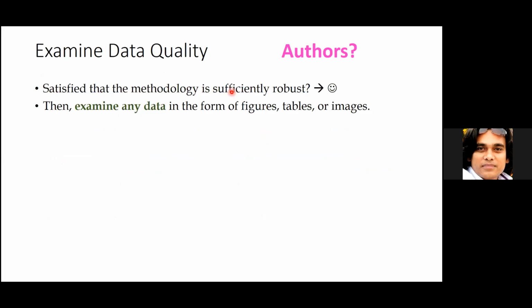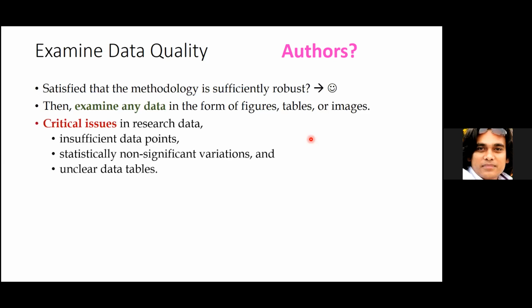When the method is sufficient or good and you are happy, then examine the data in terms of figures, tables or images. Remember, for authors or reviewers, if you put similar information in a figure and then in a table, it's meaningless. Why do you put the same thing twice? Or if you put some information in a table and then do the same thing as a graph. If you put it on a graph, then you don't need the table, and vice versa. So make sure that you avoid redundancy.